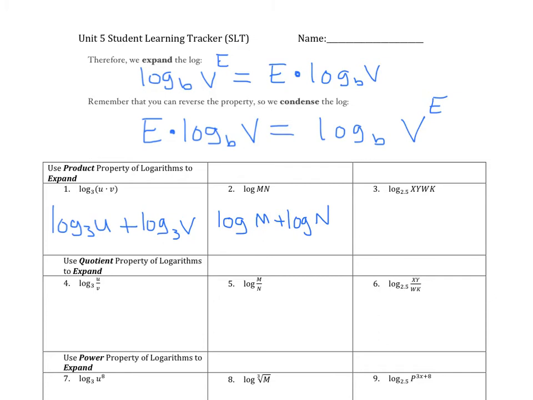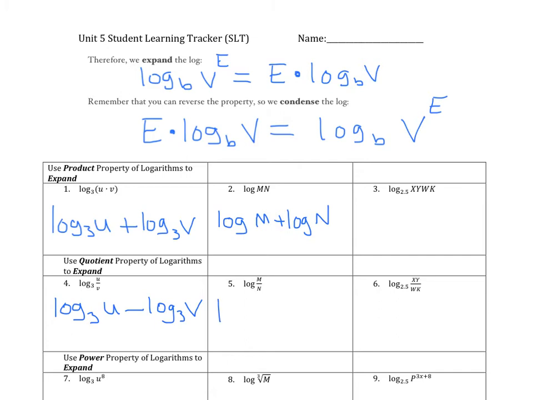Let's go ahead and look at number 4. So we have the quotient. We know if we're dividing powers, we subtract the exponents, and since the logs are exponents, we take the log base 3 of u and we subtract the log base 3 of v, because we're subtracting the exponents when we're dividing. So go ahead, pause the video, try number 5.